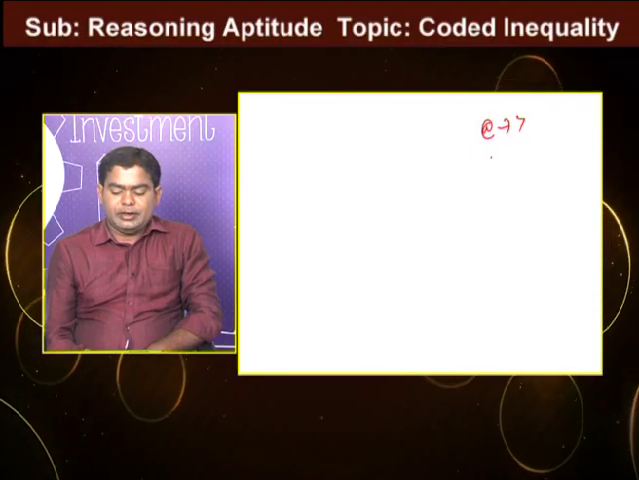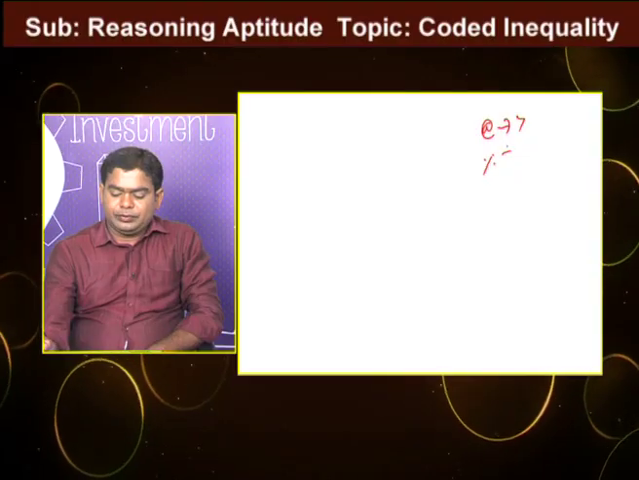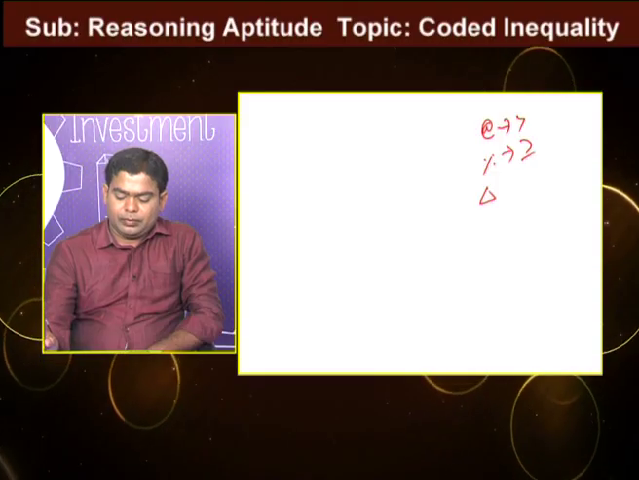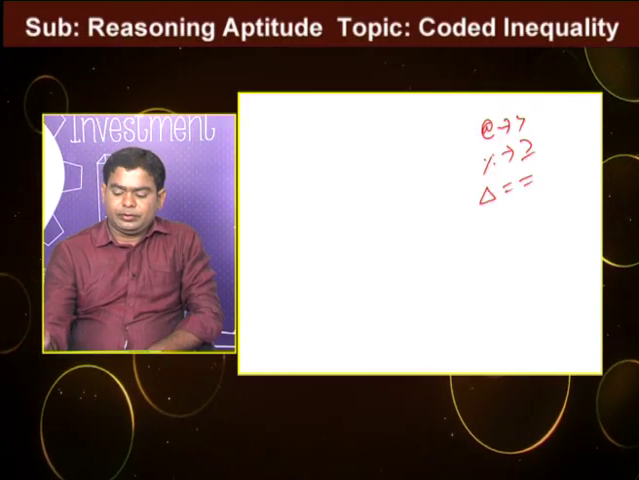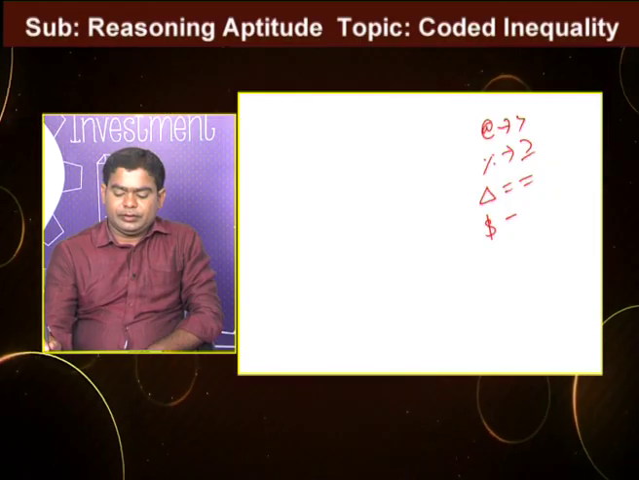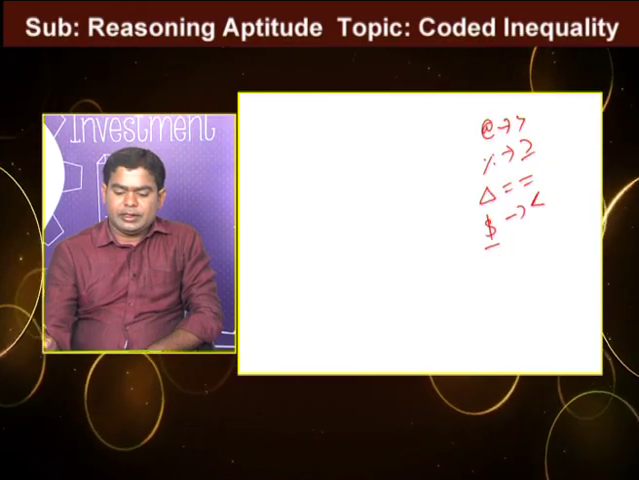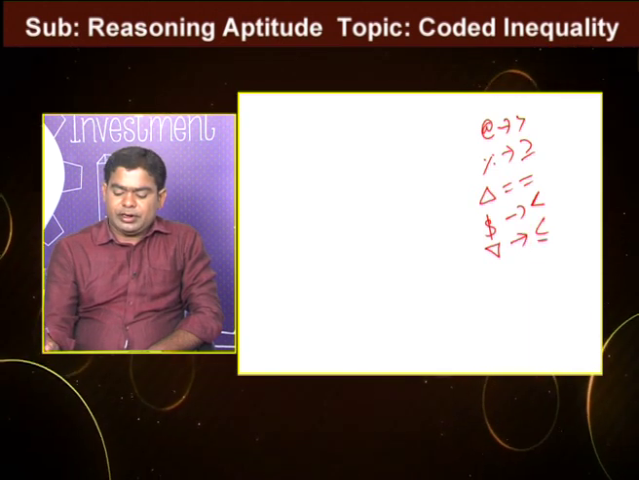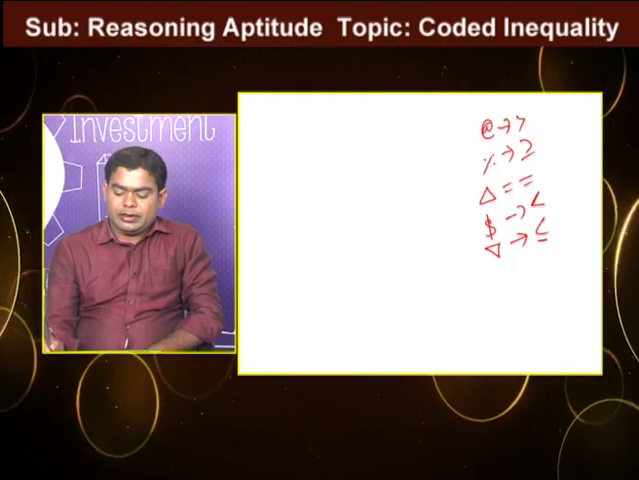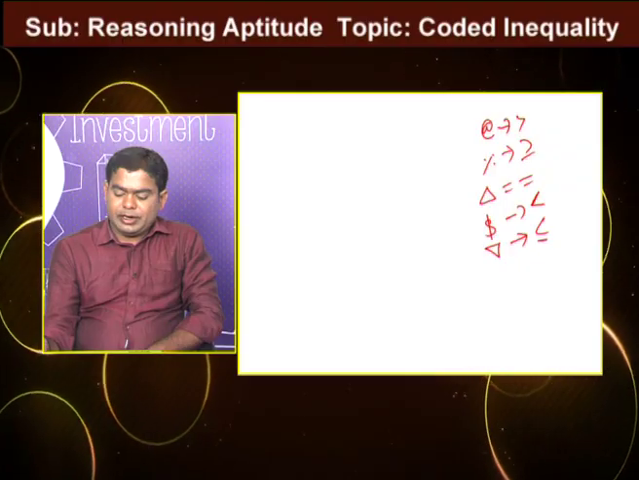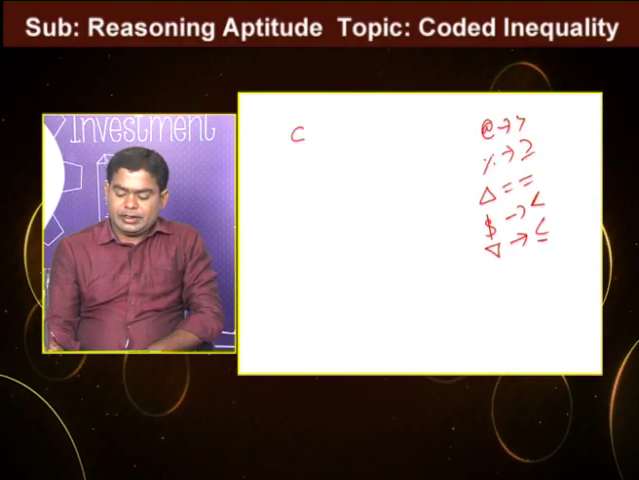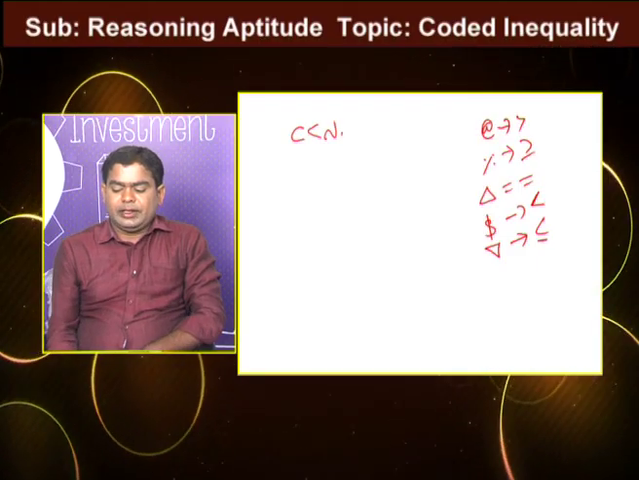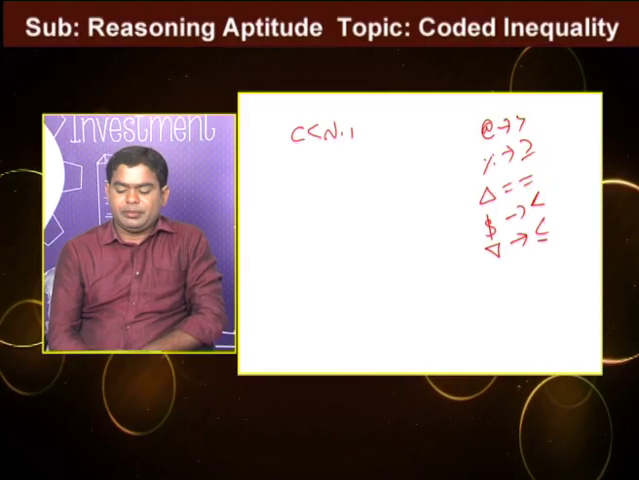So at the rate is denoted as greater than. Next, percentage is denoted as either greater than or equal to. Delta is denoted as equal. Dollar is denoted as smaller than, that means less than. Nabla is denoted as either smaller than or equal to, that means less than or equal to. These symbols are applied for the given statement and conclusion.